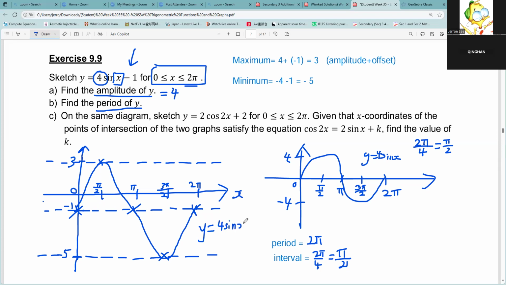Now, if let's say you have drawn this already and you're not too sure, you can go to GeoGebra or Desmos to check, okay? So let me just check this for you. y is equal to 4 sine x minus 1. Let's check whether it's the same, okay?